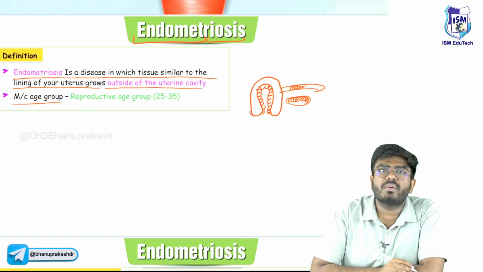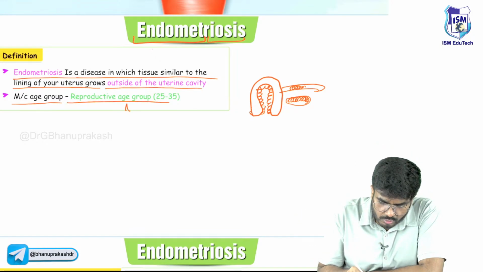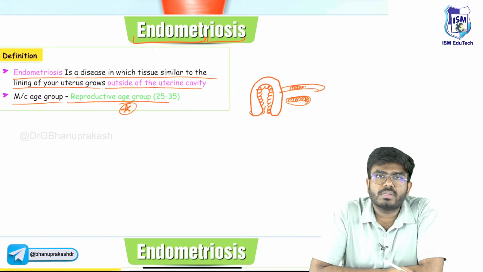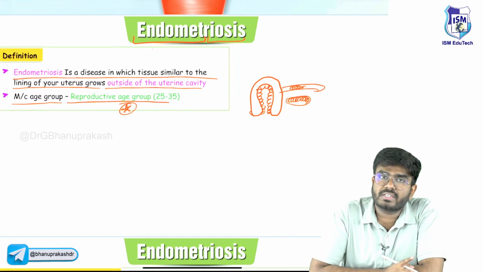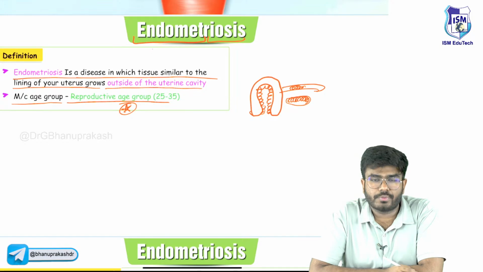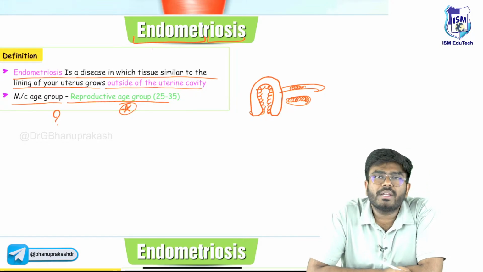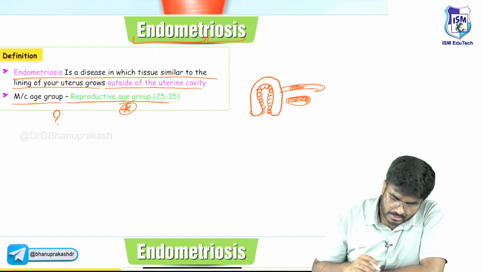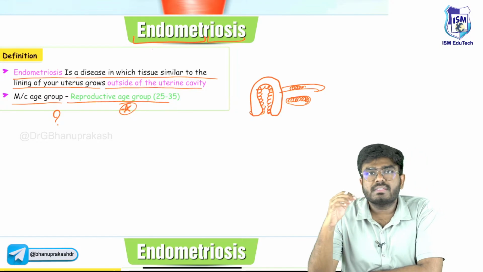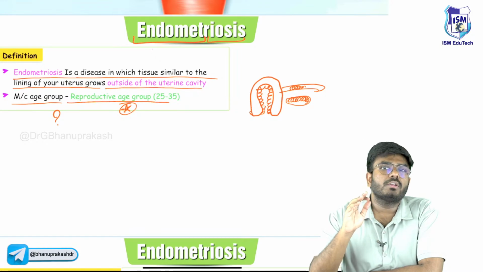What is the most common age group that is affected? Reproductive age group. Cervical cancer, what is the most common age group that is affected? Reproductive age group. What is the cause of cervical cancer? HPV. Then what is the cause of endometriosis, or in which persons can you have endometriosis? I will tell you the risk factors, but first you should get a question.